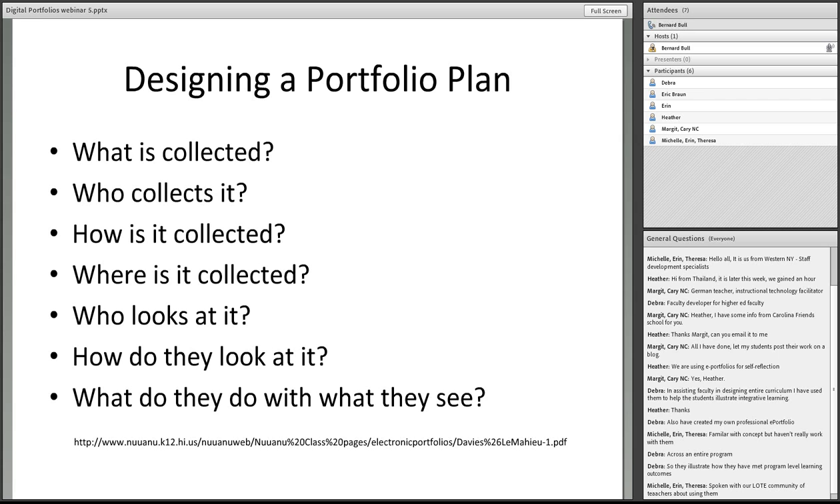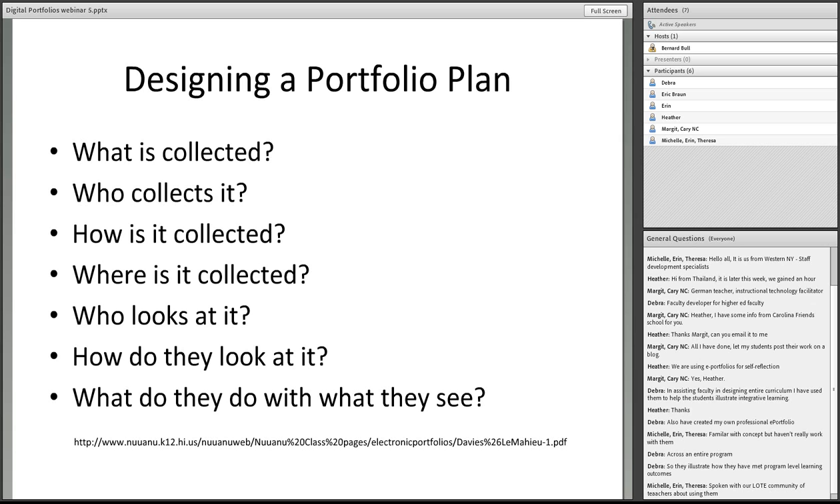The first one is simply, well, what's going to be collected? What types of artifacts are possible for one to use to verify or demonstrate or document what they've learned? Secondly, who's going to do the collecting? Now, in most cases, when we read the literature about portfolios for learning, one of the arguments for portfolios for learning is that the students are more engaged in the process, so they're the ones who are collecting it. But that's not necessarily required.